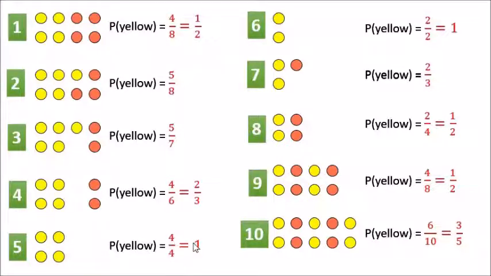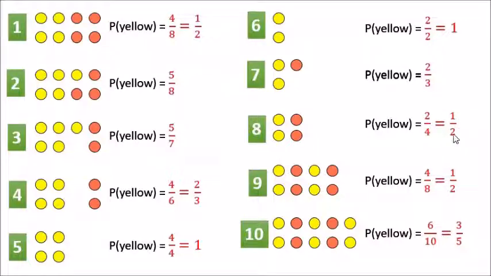We don't need to convert it to 1. Same here, we have 2 yellow counters and no red counters, so 2 out of 2 are yellow, so the probability of picking a yellow is 2 out of 2, the same as question 5. Question 7, we have 2 yellow out of 3 altogether, so 2/3. Here we have 2 yellow out of 4 altogether, so 2/4 or a half.